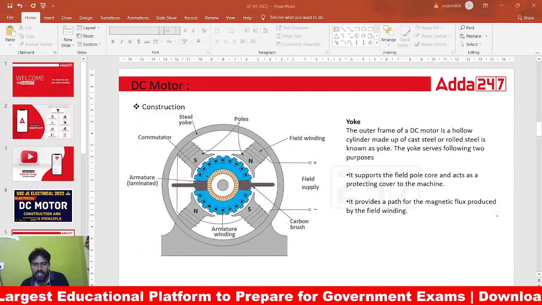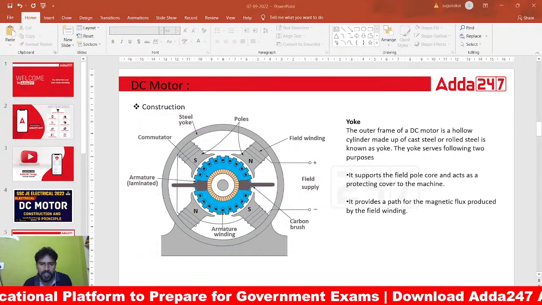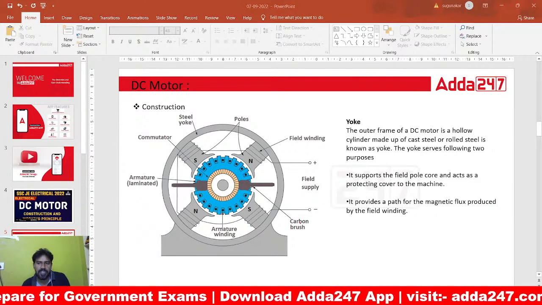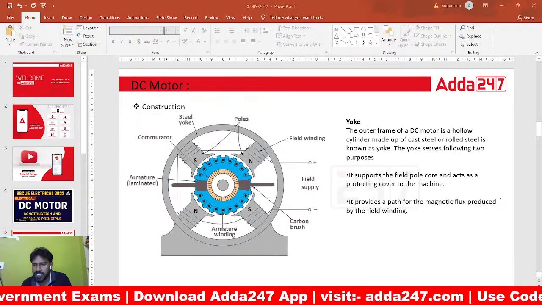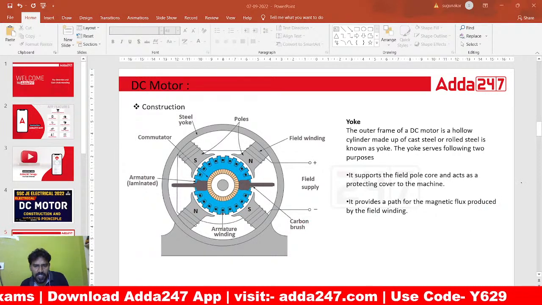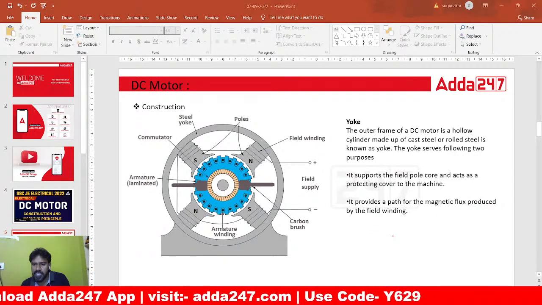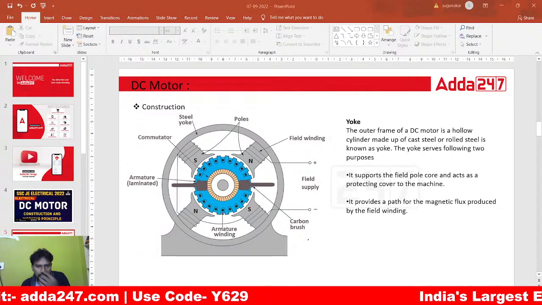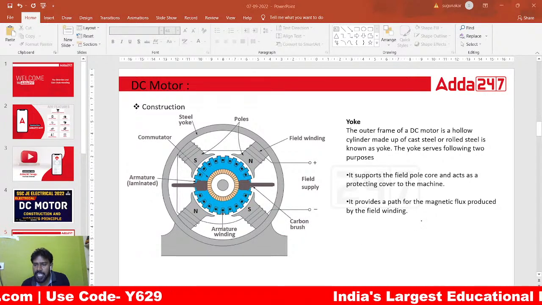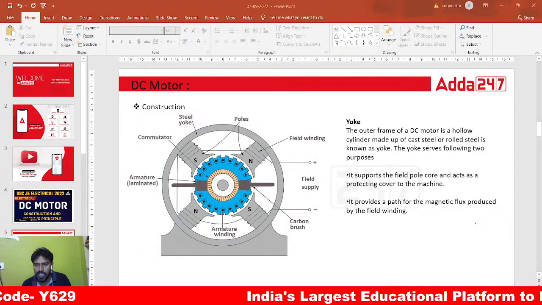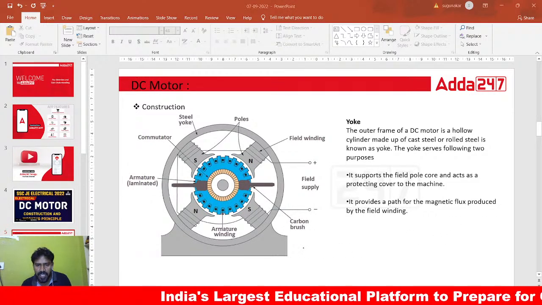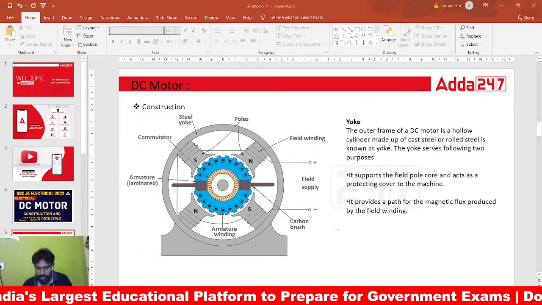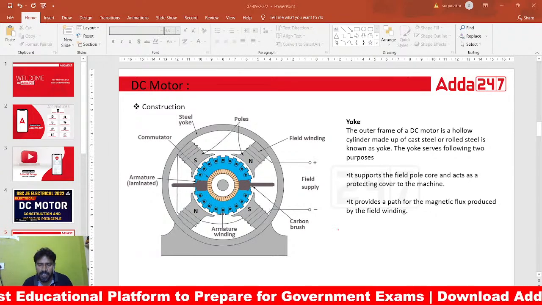You can remember, sometimes they will ask direct questions. Pole core is made up of... they will give some options. The right answer is sheet steel, which is insulated from each other, reducing the eddy current losses. Why is it laminated? Why is the pole core laminated? Another answer is it reduces the eddy current losses. So these kinds of answers we need to remember.